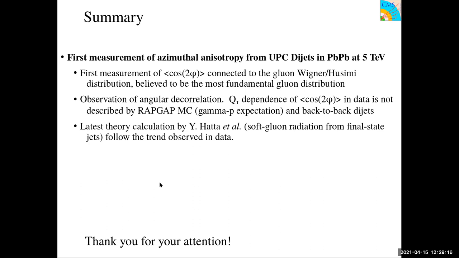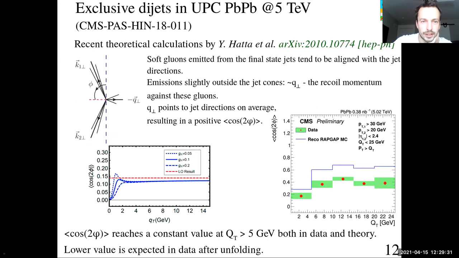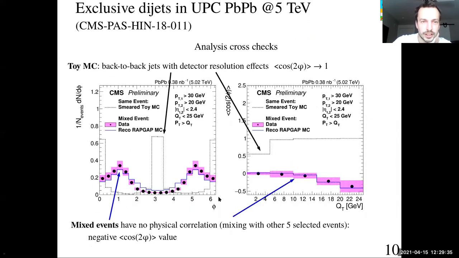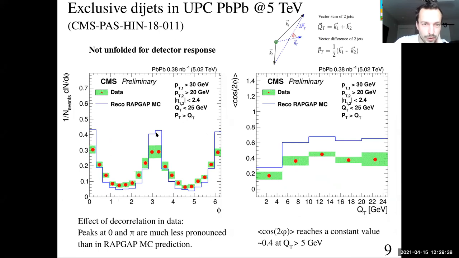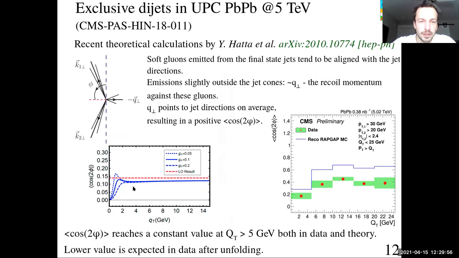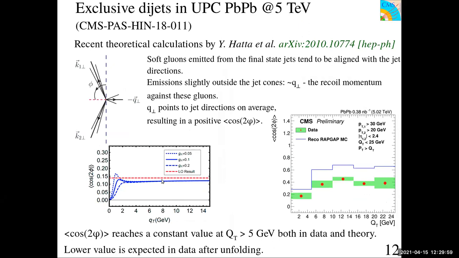Yeah, sorry, I missed the first part, but you said after the unfolding, it can go down, but how much can it go down? Like a factor of two or a few percent or 10%, or what's your feeling? Okay, so what we see from the generated RAPGAP Monte Carlo is actually not shown, but if you look at this phi distribution for the generated sample, it is slightly below the data. So indeed, we expect like a factor of two, so it should be rather close to this later theoretical prediction. Okay, thank you.